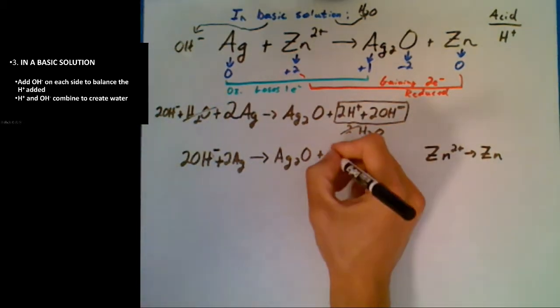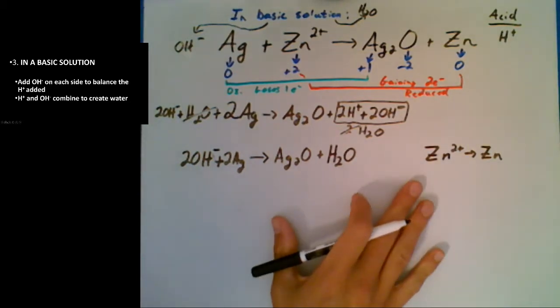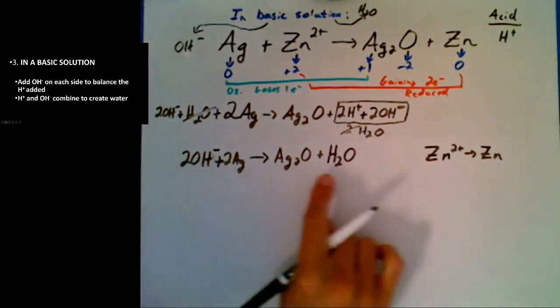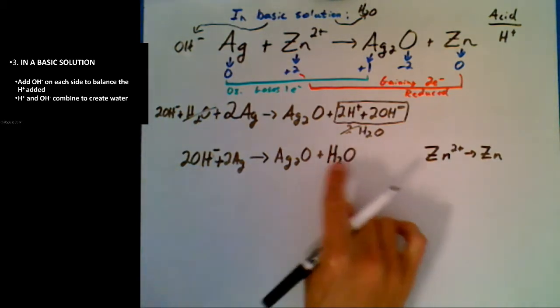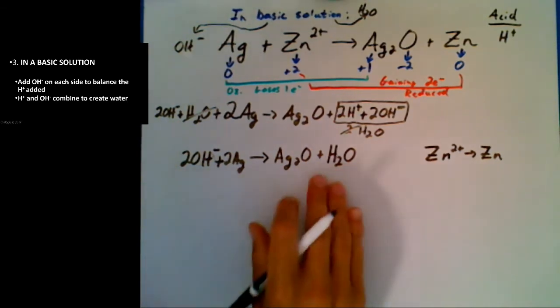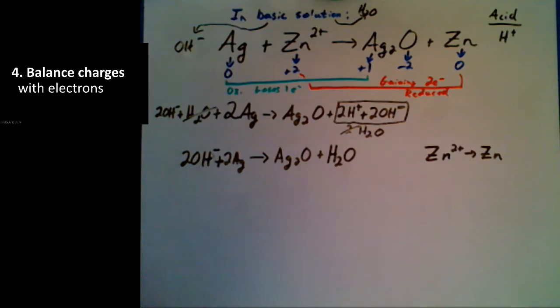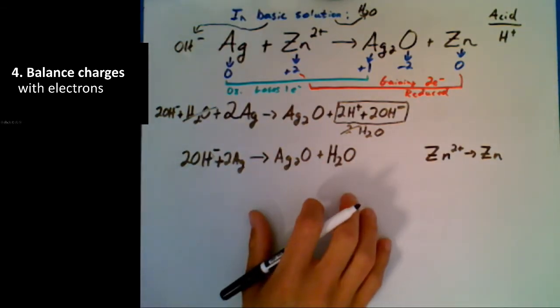So at this point, I now have the masses of these equations balanced. I have OH-'s offsetting my H+'s. I have H2O's to balance any excess things that were happening. I now have balanced equations, except when it comes to charge. So we need to balance the charge by adding electrons.